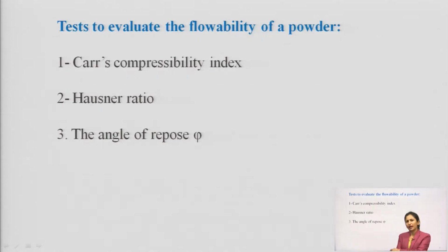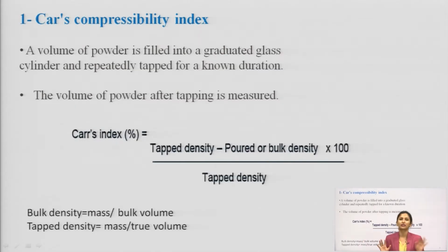So, how will you evaluate whether a powder has a good flow property or a poor flow property? How will you determine it? There are different methods to determine the powder flow property. One is the Carr's compressibility index, second is the Hausner ratio, and third is the angle of repose. So, let us discuss one by one. First one is the Carr's compressibility index.